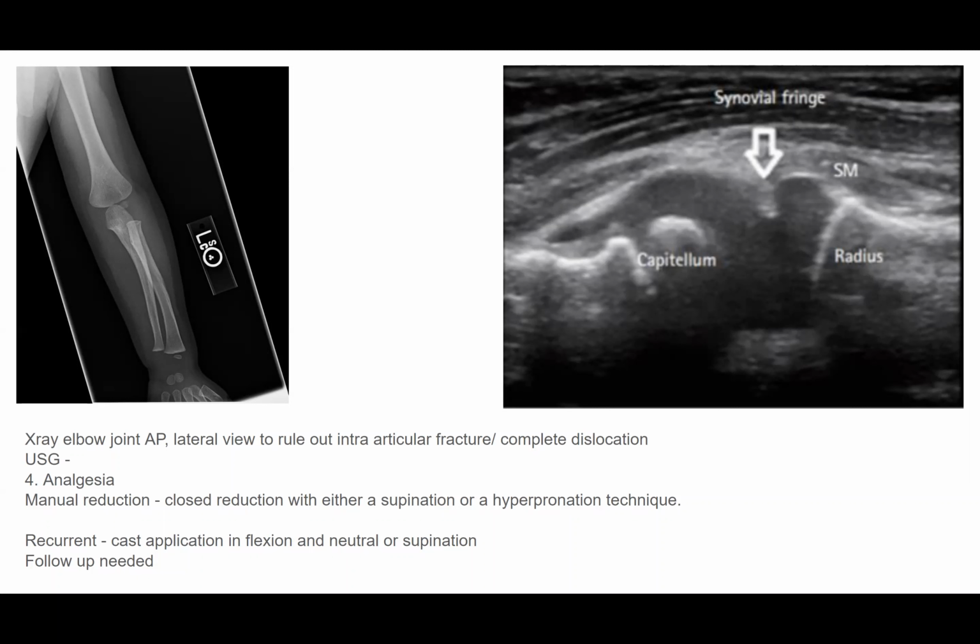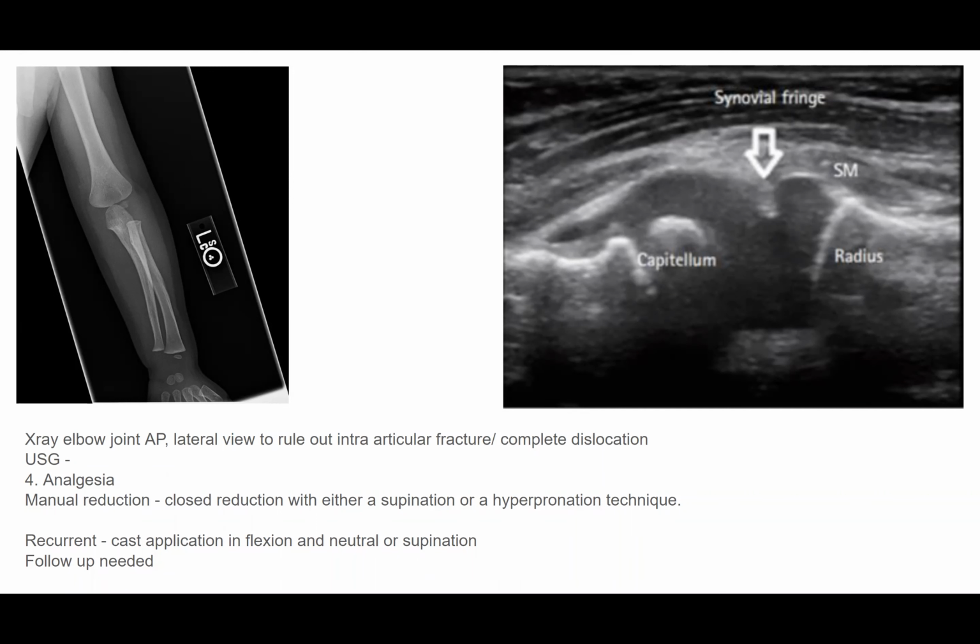So the right side image is USG, that small white shadow is called the synovial hinge. That is between the radius and the humerus. Now, analgesia will be given and manual reduction will be attempted. So it's a closed reduction where the forearm is pulled, the arm is fixed, and the forearm is pulled and forcefully either supinated or a hyperpronation is done.